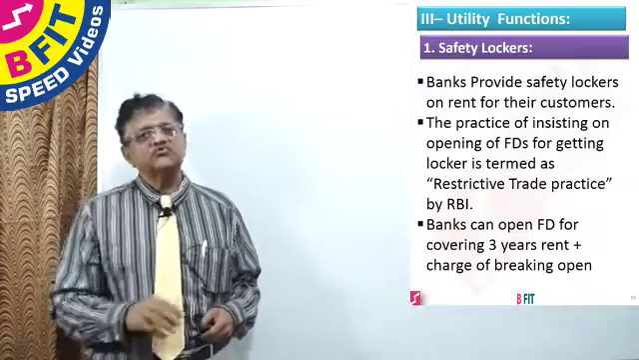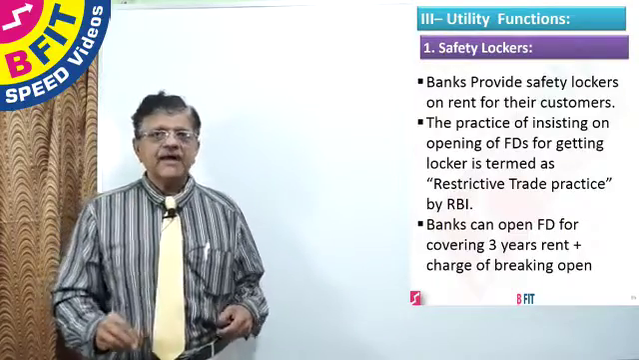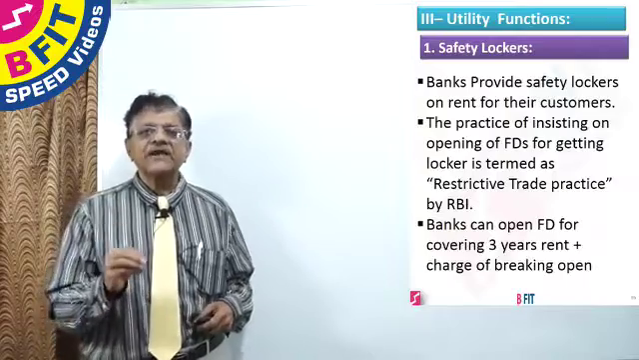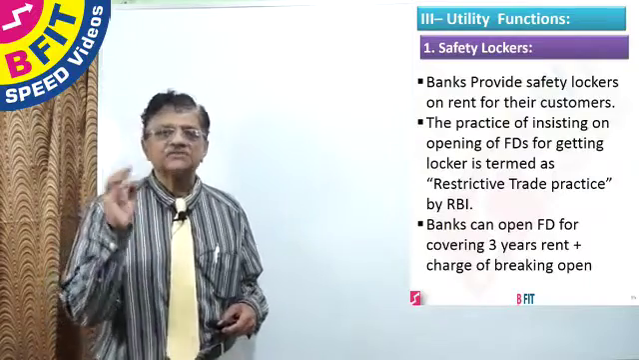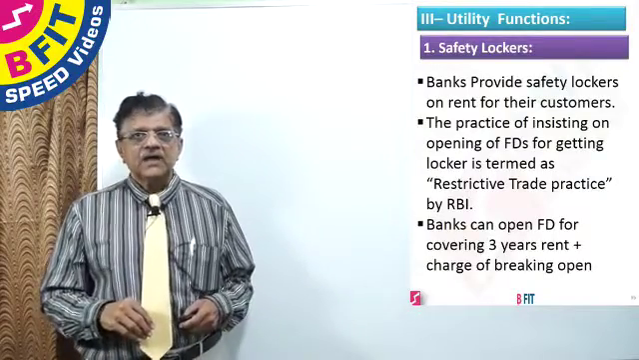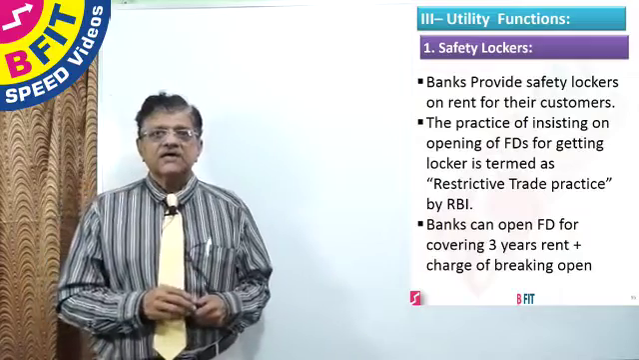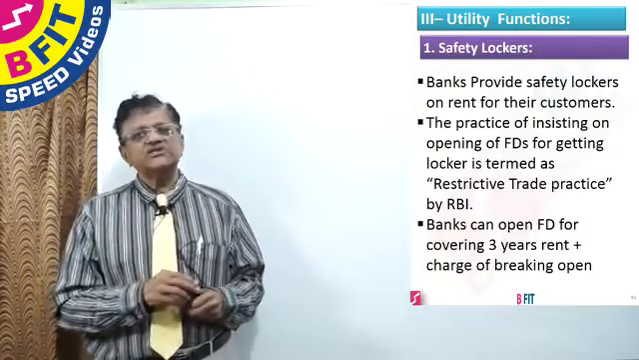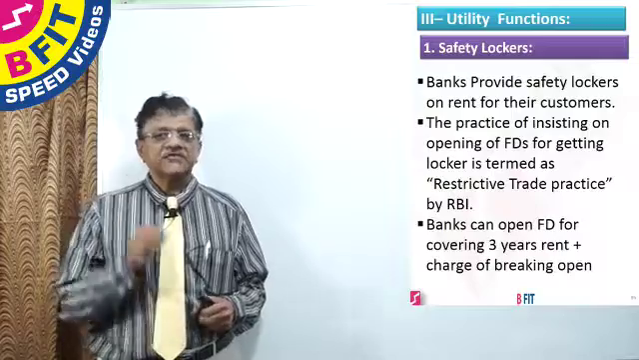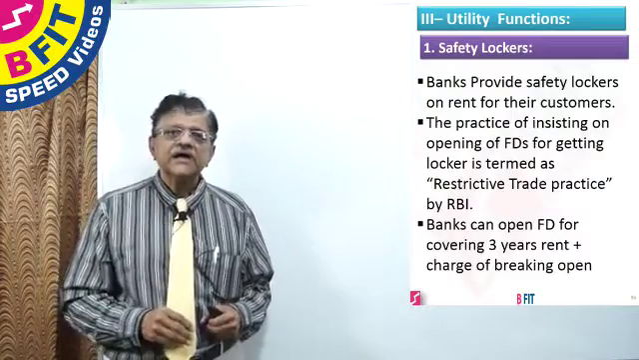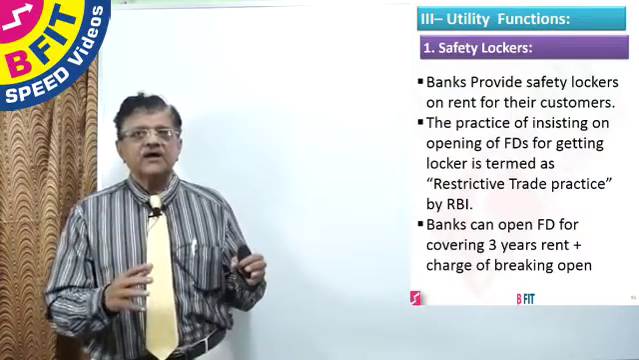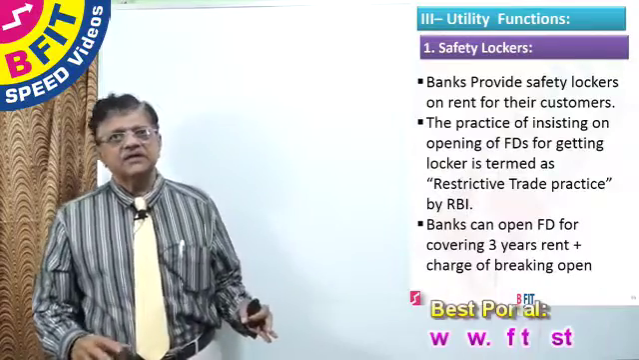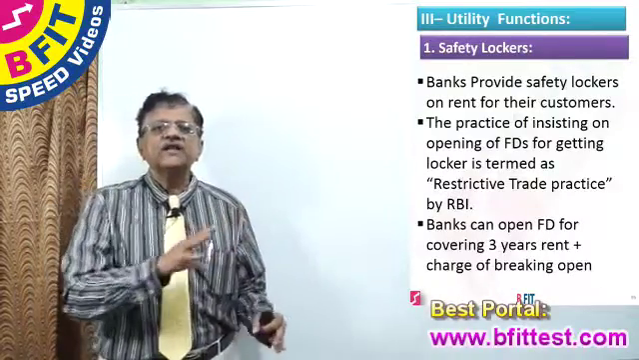One of the most useful services provided by a bank, which is a utility function for a bank, is providing safety lockers. Under the safety lockers, the position of a bank is that of a lessor, and the position of the customer is that of lessee. What the bank does is, it buys big safety locker units in which there will be 200 to 300 locker units.